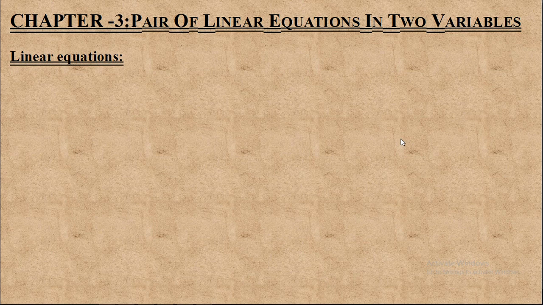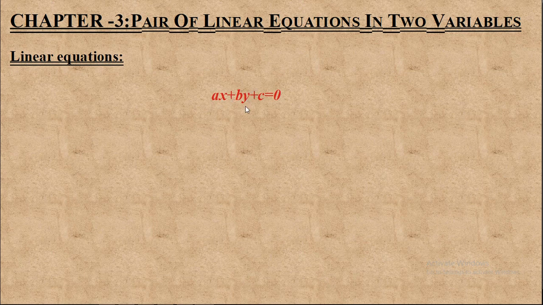We are going to start our chapter number 3, the pair of linear equations in two variables. Okay, let's see what is a linear equation. This is the structure of a linear equation, that is ax plus by plus c equal to 0, and this is a linear equation in two variables x and y.